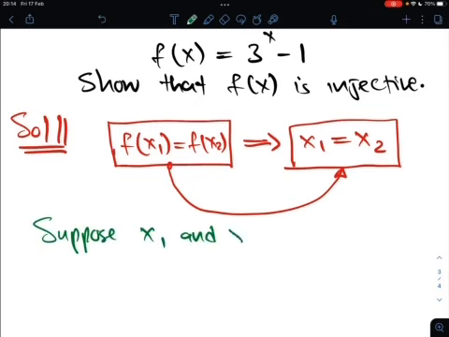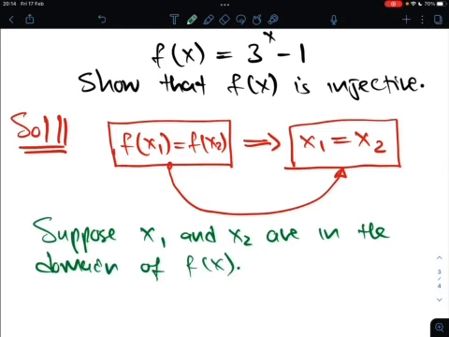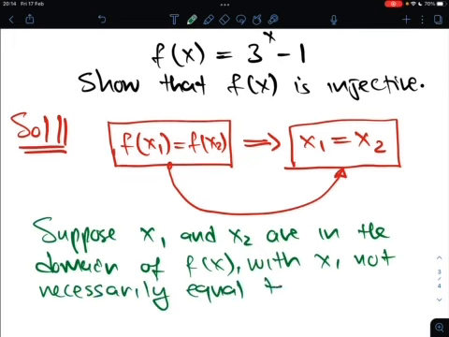x1 and x2 are in the domain of f of x, because functions can only take arguments that are part of their domain. So I will assume that I have two things, x1 and x2, which lie in the domain of f of x, with x1 not necessarily equal to x2. This is what I will assume for now. The x1 and x2 are not necessarily the same, but we want to see exactly what is going to happen under this.